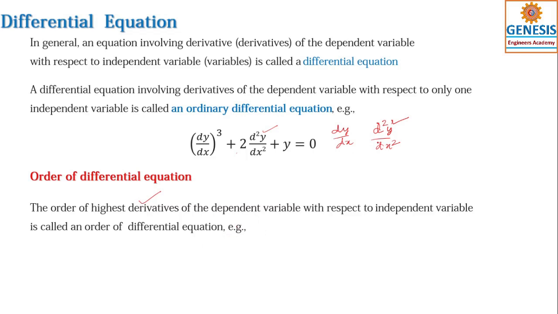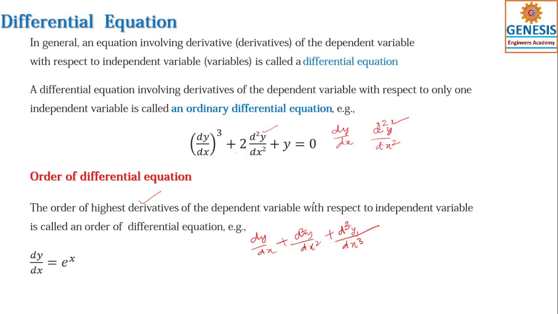The order of the highest derivative means this is the highest derivative when compared to this. So if I write dy by dx plus d square y by dx square plus d cube y by dx cube, suppose the equation contains these terms, the highest order is this one. So the highest order is 3. So the highest derivative, we call it the order of that equation.